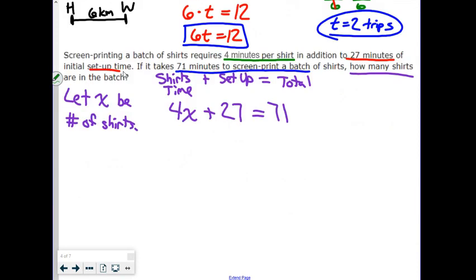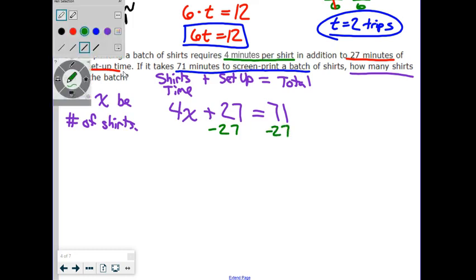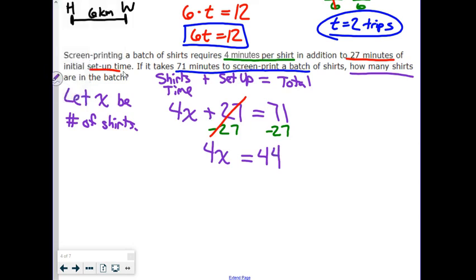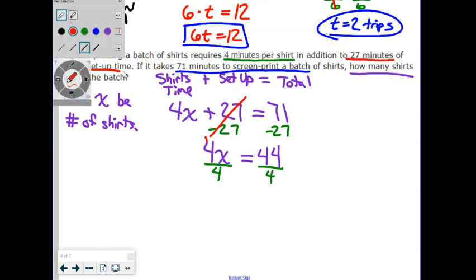Let's take care of that addition. The inverse of that is subtraction. They cancel, and then we're left with, we still have 4x, so I'll drop that down. 71 minus 27 is 44, I believe. Pretty sure. And then that is 4 times x. The inverse of multiplication is division, dividing by that 4. And the reason we pick that is because inverses cancel. And we're left with x equals 44 divided by 4.